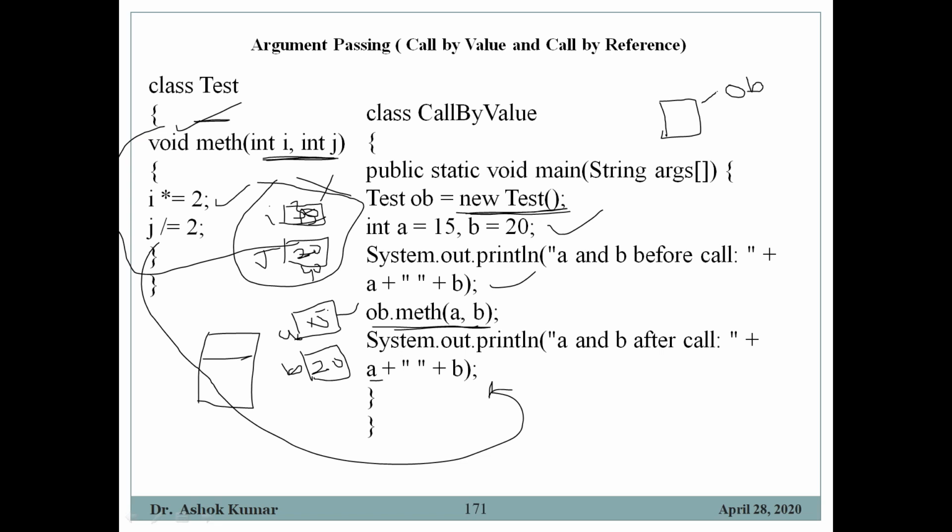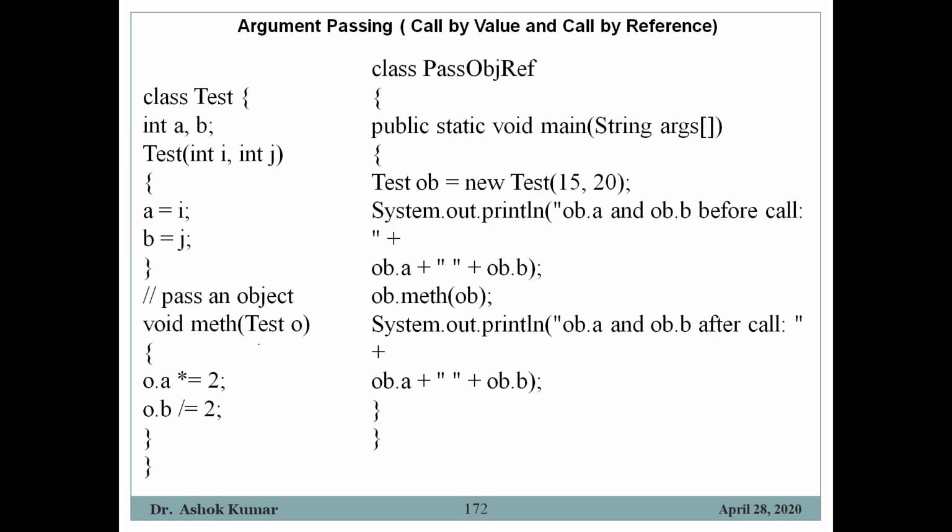So the crux of this program is that if you change the values of the dummy parameters of a method, then the values of the actual parameters are not affected. So if you change i and j, then the values of the corresponding actual parameters a and b will not be affected. So this is the case. And in case of call by reference, call by reference is performed in case of objects only. This is not performed in case of fundamental data types.